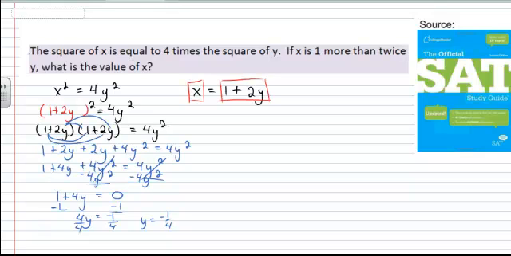Be careful here, because if you were to pick negative 1/4 as your answer, which is very common, you'd get the problem wrong, because they're not asking us for y, they're asking us for x. x is equal to 1 plus 2y, so I can plug in the fact that y is equal to negative 1/4. x is equal to 1 minus 2/4. Simplify the 2/4 to 1/2, and 1 minus 1/2 equals 1/2. So x is equal to 1/2, and that's our answer.